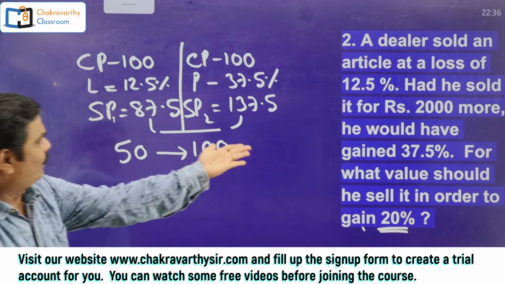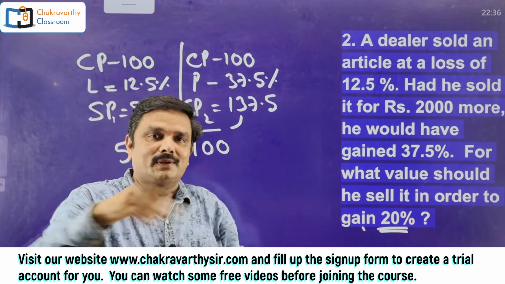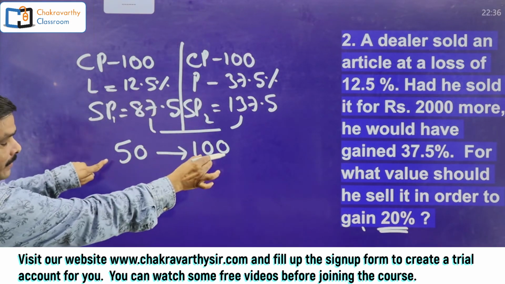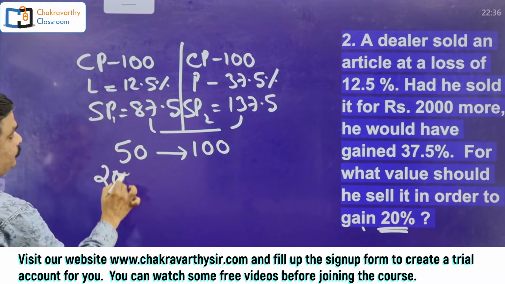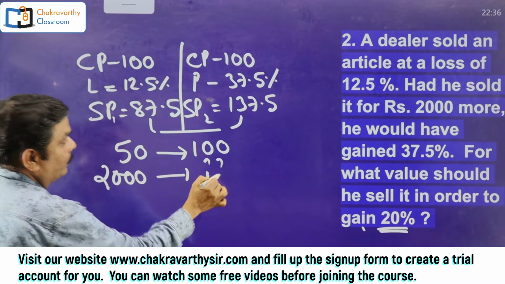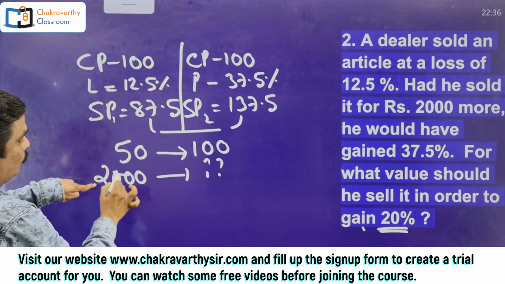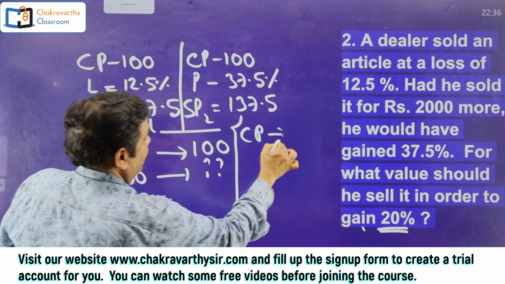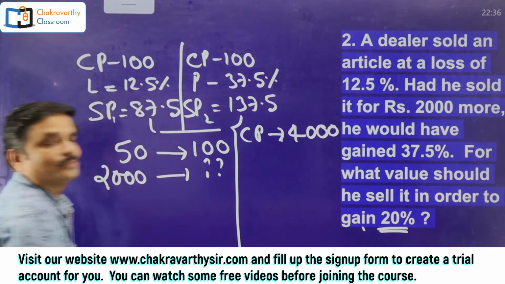Otherwise from here directly also you can go, but let me explain with one more step, because if any beginner is there, they can understand it. 50 is the difference, cost price is 100, then the difference is 2000. What should be the cost price? So simply, 50 is to 100 as 2000 is to 2 times, so my original cost price is 2000 into 2, 4000 is the original cost price.